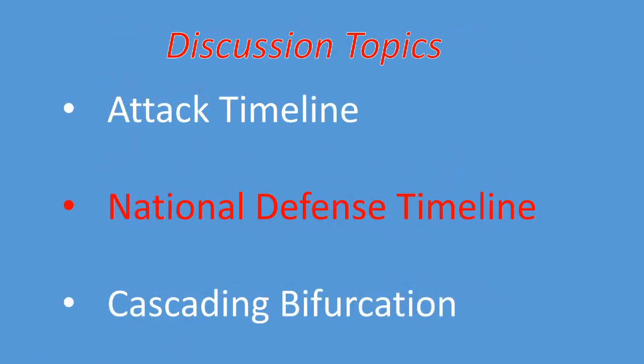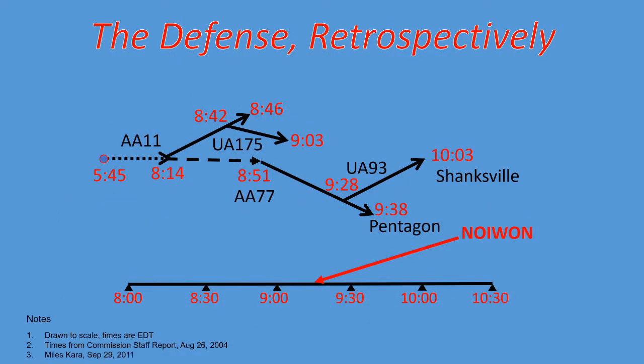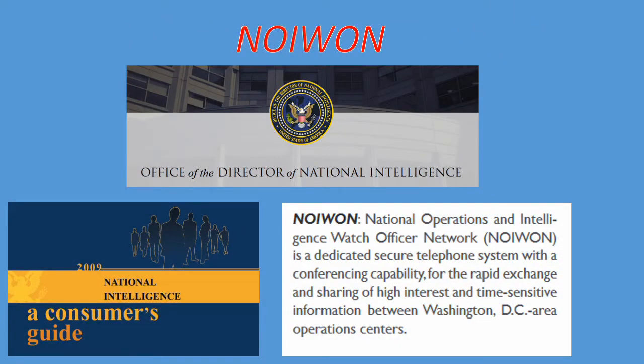We turn now to take a look at the national defense that morning. For reference, the basic attack timeline is shown. Using the same timescale, the national defense began at 9:16, when the CIA initiated a Neuwan call among the watch centers in the greater Washington, D.C. area. Neuwan is not a decision-level network.